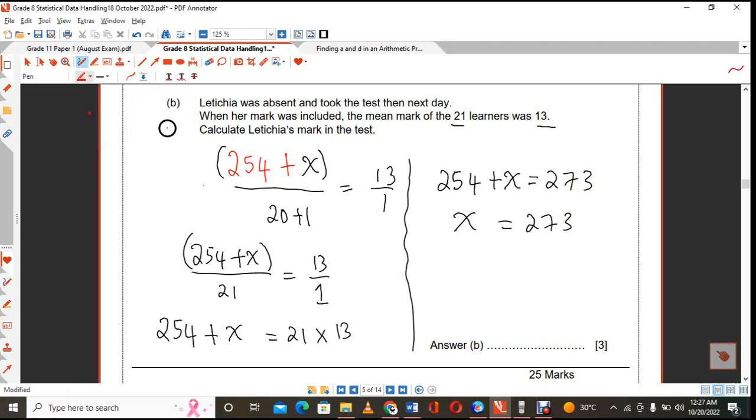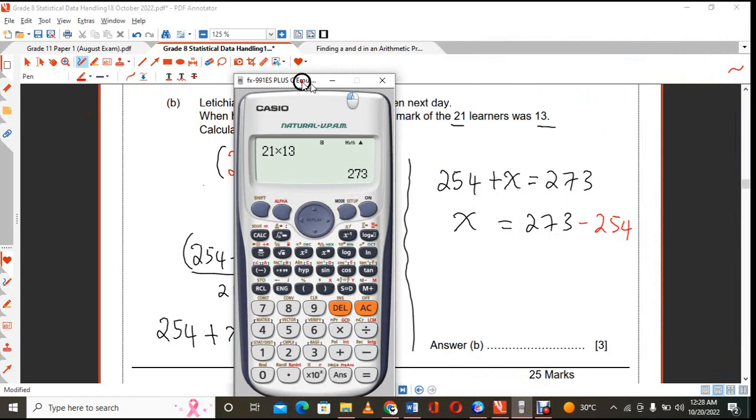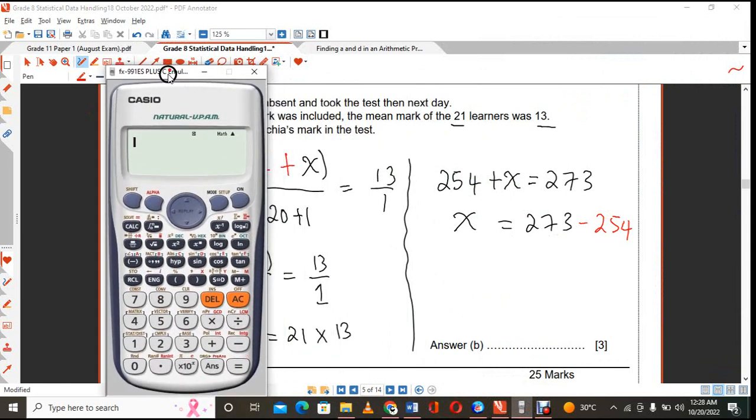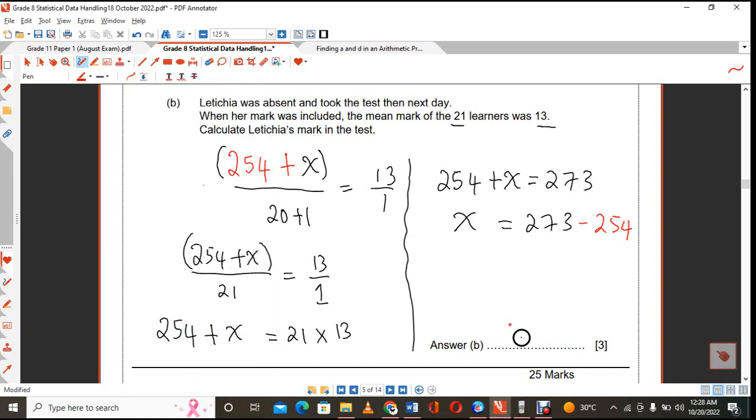Now from there you must take away 254. That gives you the mark that Letitia got in the test. So it's 273, take away 254. Well, Letitia did quite well. She got 19 out of 20.